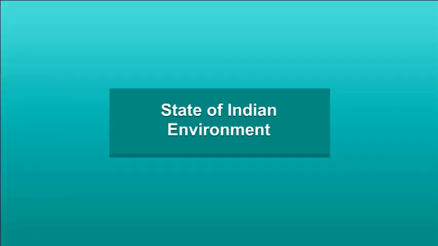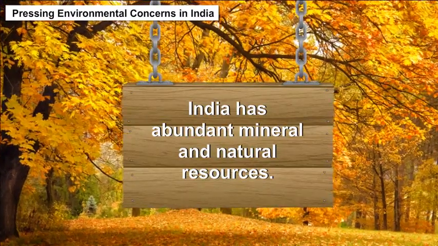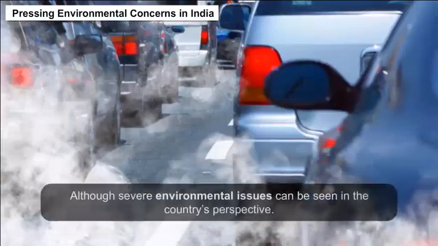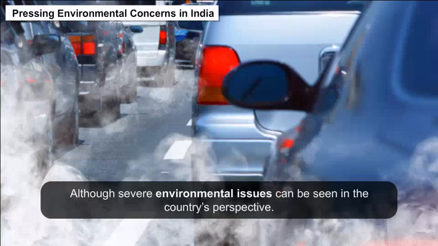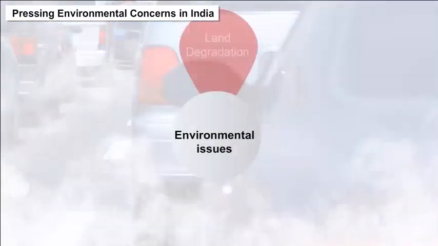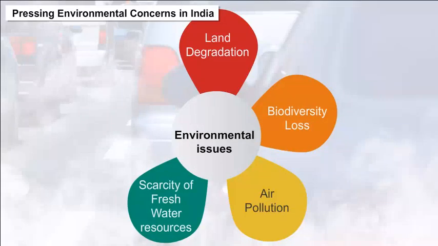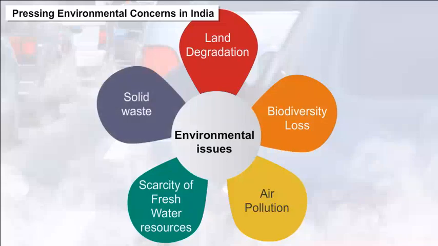State of the Indian environment. India has abundant mineral and natural resources, although severe environmental issues can be seen in the country. They are land degradation, biodiversity loss, air pollution, mainly in urban areas, scarcity of freshwater resources, and the issues of solid waste management in the country.